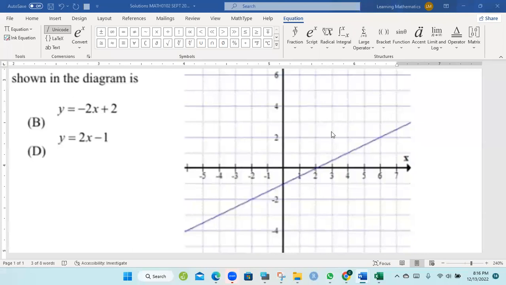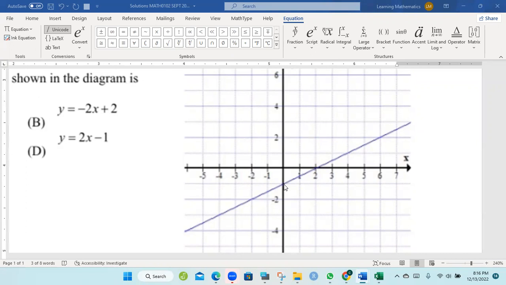So let's take a closer look at the graph again. Let's look at the gradient. We know the y-intercept is -1. That's why the line touches the y-axis at -1. Now let's look at the gradient. The gradient is defined by how much y varies when x increases by 1.